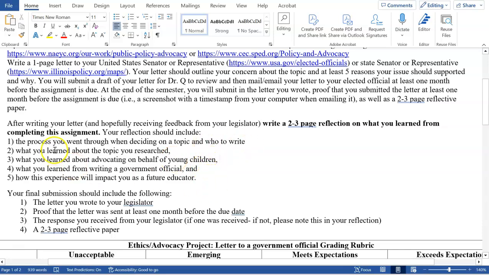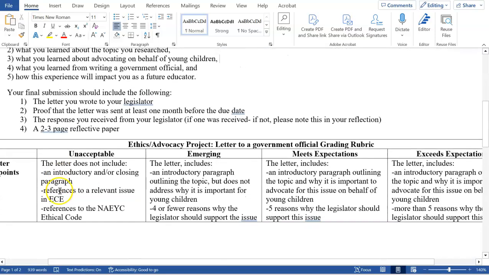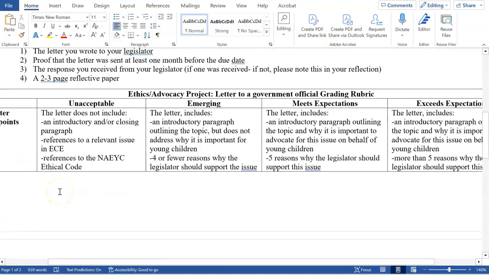All right, so at the very end of the semester, once you have sent your letter, you've hopefully gotten a response, you have your timestamp, you're also going to write a reflection about the process of completing this assignment. So these are the reflection questions that you'll respond to. You'll submit this reflection along with the letter you sent, proof that the letter was sent, the timestamp, response if you received it, and this is how I will grade that paper.